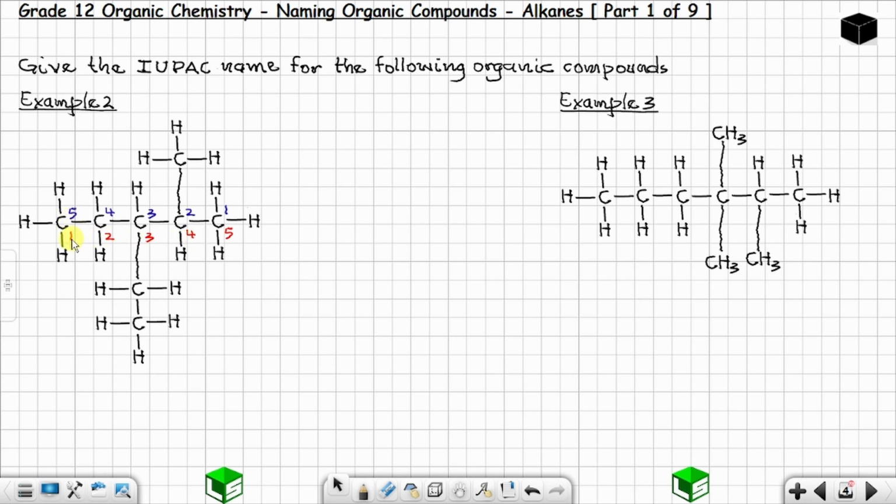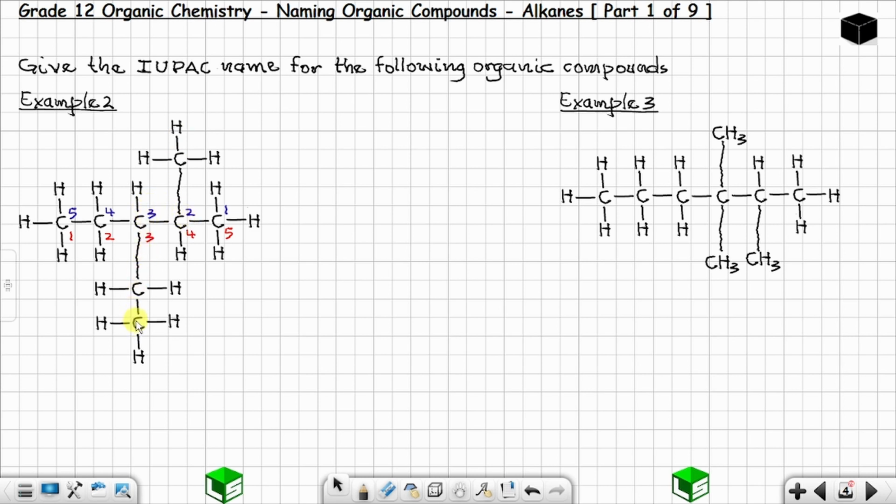Can you see if you number it from left to the right, you have your branches located on carbon number 3 and on carbon number 4. Can you see on carbon number 3 you have that branch, and on carbon number 4 you have that branch. But if you number it from right to the left, you are going to have your branches located on carbon number 2 and carbon number 3. Can you see on carbon number 2, you have that branch, and on carbon number 3, you have that branch.